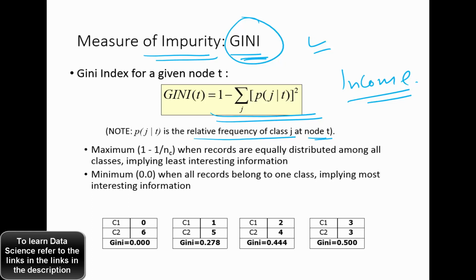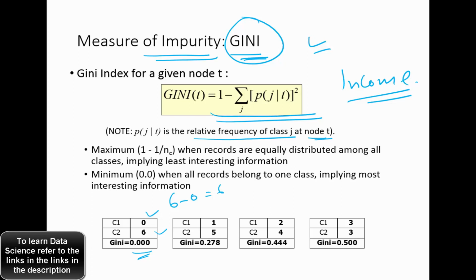We have got C1 and C2. C1 is 0 and C2 is 6. So these are two nodes. Gini in this case is considered to be 0. That's the best classification because the difference is more. 6 minus 0 is 6, so the difference is more.